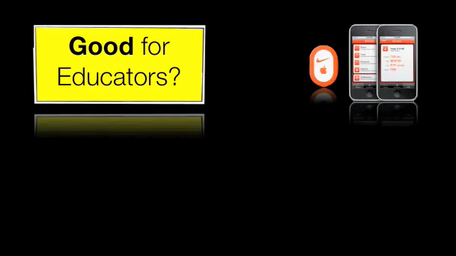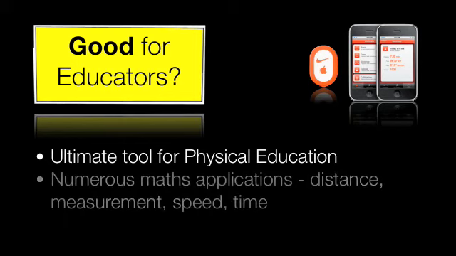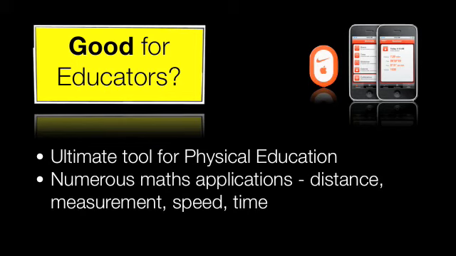Why would that be handy for educators? Well, obviously it's the ultimate tool for physical education when it can record all that sort of information on the go. The advantage of the 3GS over getting the Nike Plus for any other iPod is its internet connection, whether it's over 3G or Edge, so you can sync it straight with the different Nike Plus websites from the device. So you can get other maths applications if you're doing distance measurement, speed, time, all those sort of things that this kind of capability would be fantastic for.